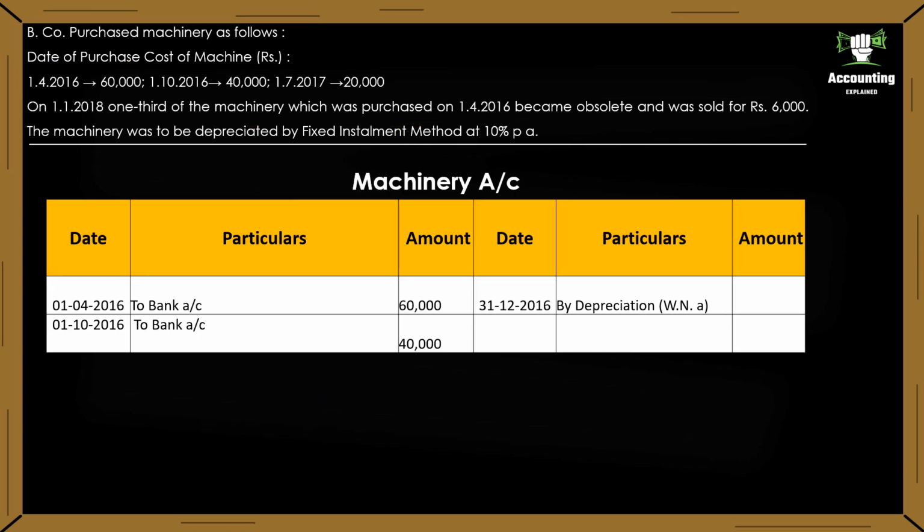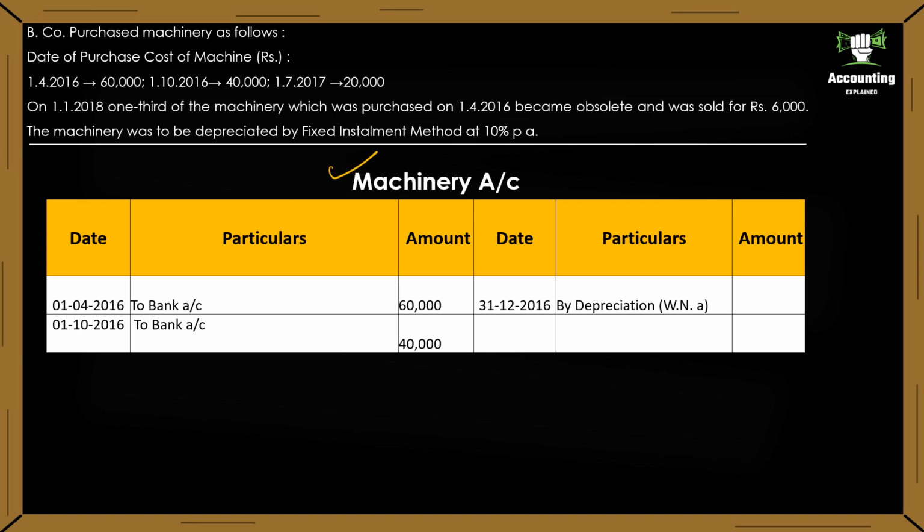Now it's very easy to prepare the machinery account. Machinery account is a real account and all purchasing of assets will be debited to the machinery account and all sales will be credited to the machinery account. And the balance which we get in the machinery account will be transferred to the asset side of the balance sheet. Now let us prepare the machinery account.